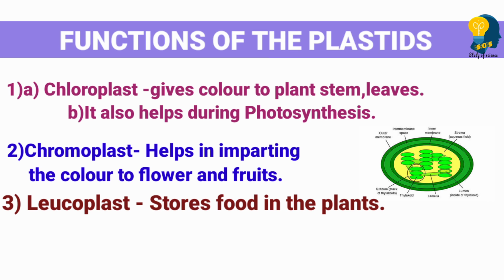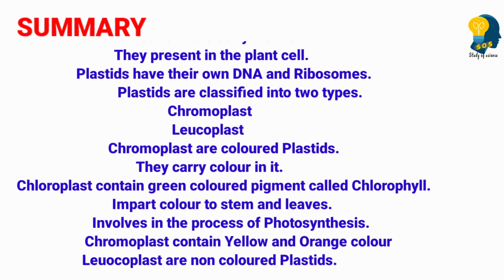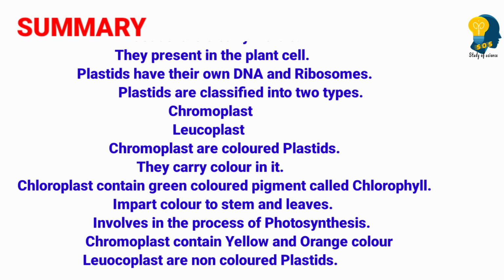Clear? Finally, let's summarize. We have studied a cell organelle called plastids. Plastids are present only in plant cells. Correct? And these plastids have DNA and ribosomes. Because of this, they synthesize their own proteins. Correct?